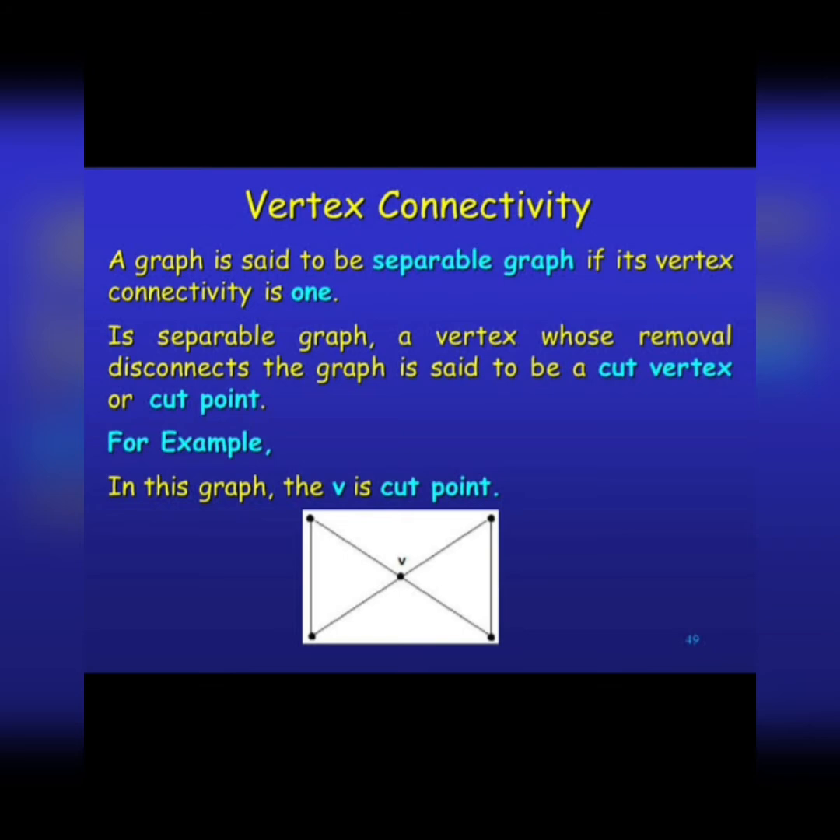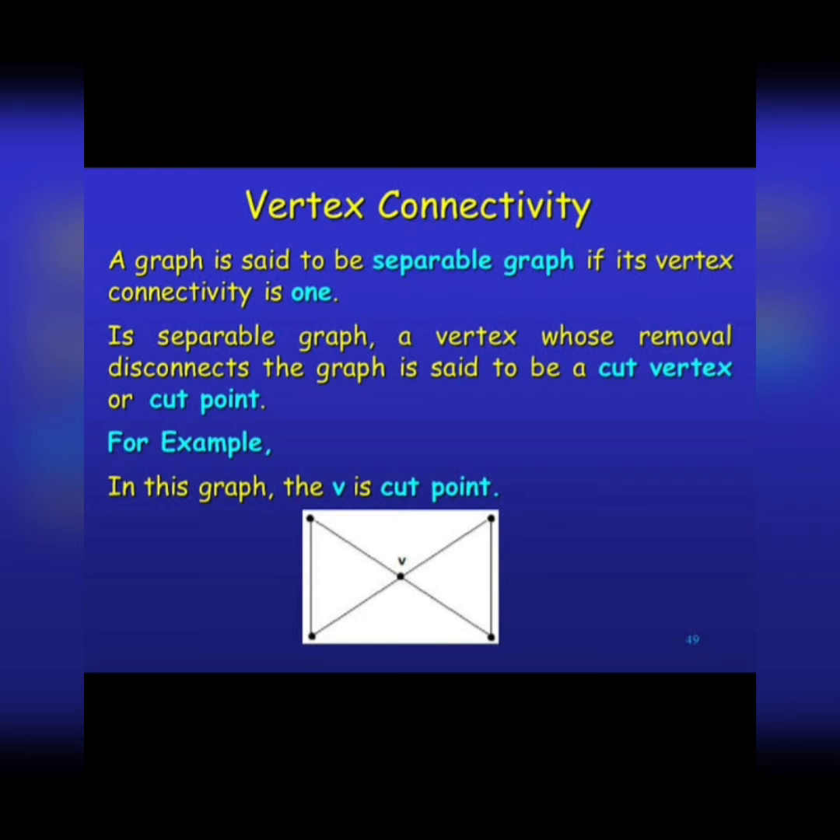So this particular vertex is known as a cut vertex. If my graph has a cut vertex, or my vertex connectivity is 1, that graph is known as a separable graph. So what does vertex connectivity mean? It is the minimum number of vertices whose removal makes the graph disconnected. In this graph, we need only one vertex to make it disconnected, so this graph has vertex connectivity 1. If vertex connectivity is 1, the graph is known as a separable graph.